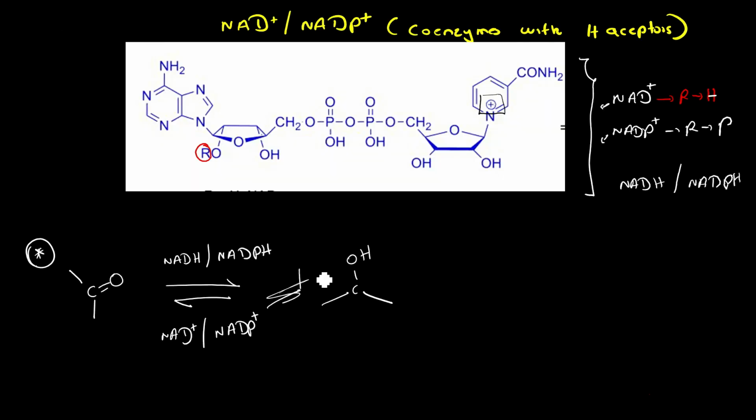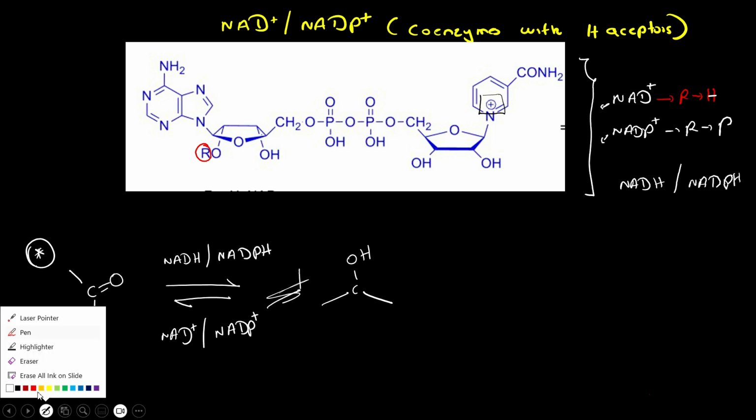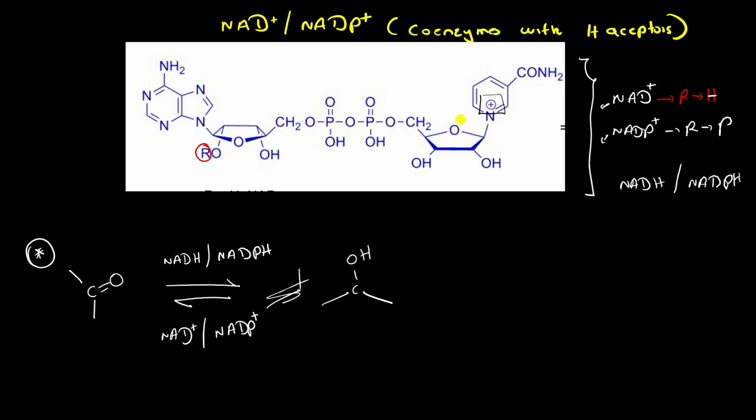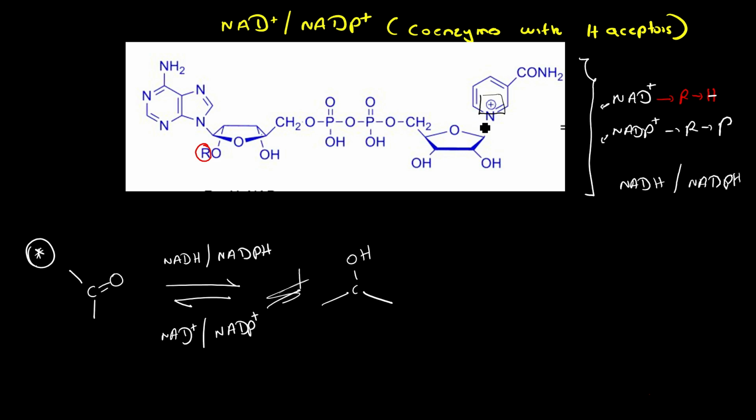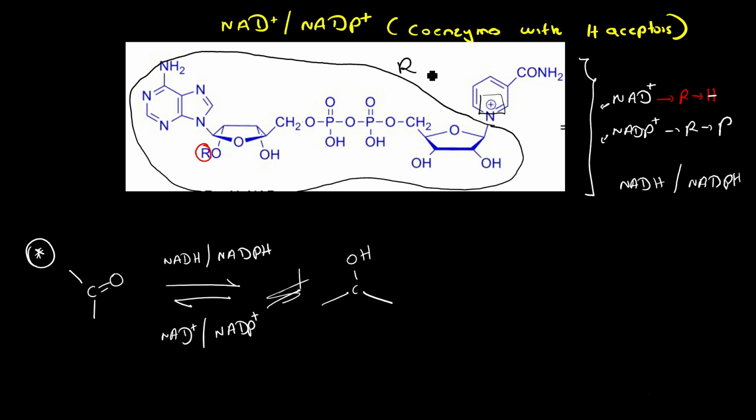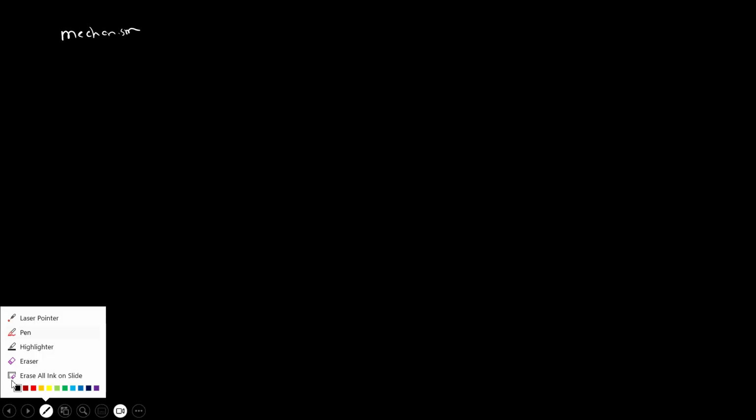Let's go to the mechanism. For practical simplicity, it's hard to draw this whole structure, right? So I will go with NAD+ and take this whole part as an R group. I will now draw the structure with it.